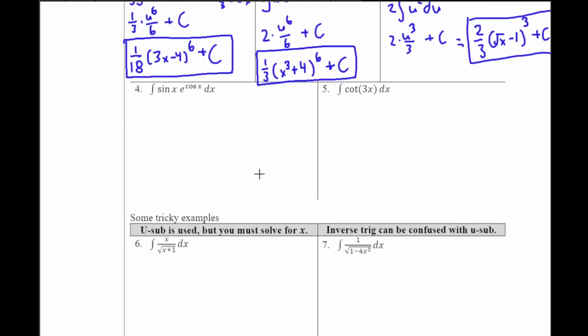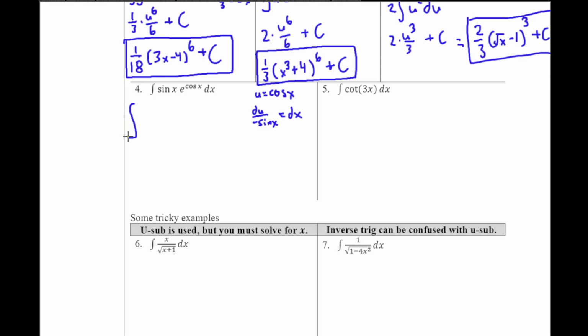So question 4 right here. You want to set u equal to cosine x. So du is equal to negative sine x dx, but I'm going to skip a step here. du over negative sine x equals dx right there.